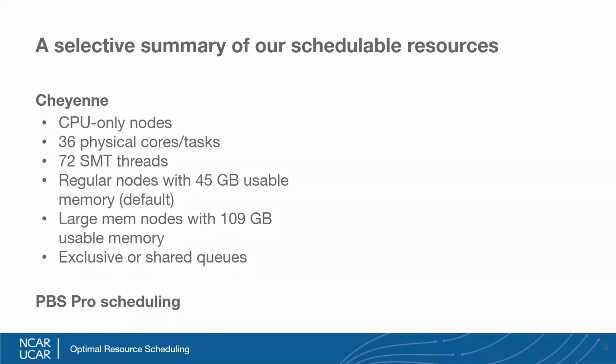We do have a selection of large memory nodes as well, and you may have scheduled jobs on these using the 109 gigabyte resource tag, which I'll review a little bit later. But those have double the usable memory. And you can, of course, schedule jobs on exclusive or shared queues. So you either have exclusive access to the nodes, or you share those nodes with other users. And as you should be familiar, PBS Pro is the scheduling interface to run jobs on Cheyenne.